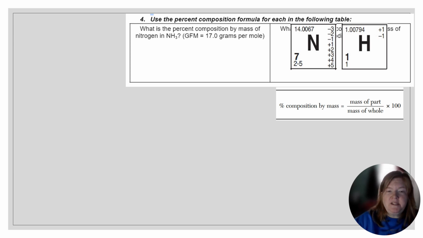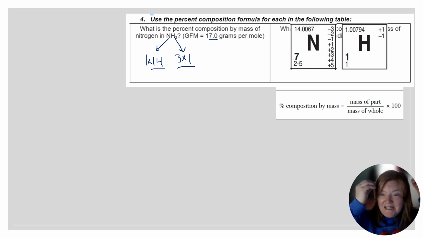Okay, what is the percent composition by mass of nitrogen in NH3? Now it gives me the gram formula mass, but I'm just going to do a quick reminder. So when I look at this formula, there's 1 nitrogen times 14. There's 3 hydrogen times 1. So when I add 14 and 3, I get 17. Why did I want to take a moment and do that? Well, because we've talked about it before, but this 14 represents the mass of the nitrogen part of the formula. And this 3 represents the mass of the hydrogen part of the formula. And that's the concept you have to understand in order to do the calculation.